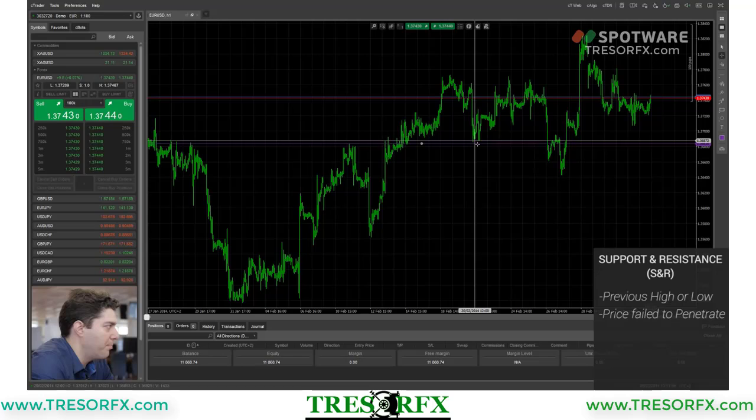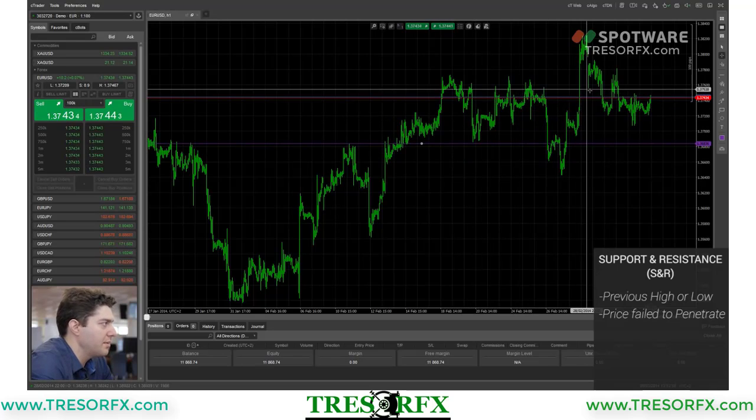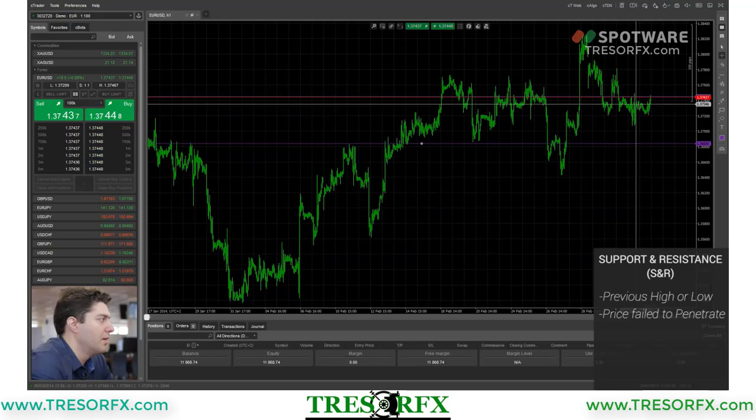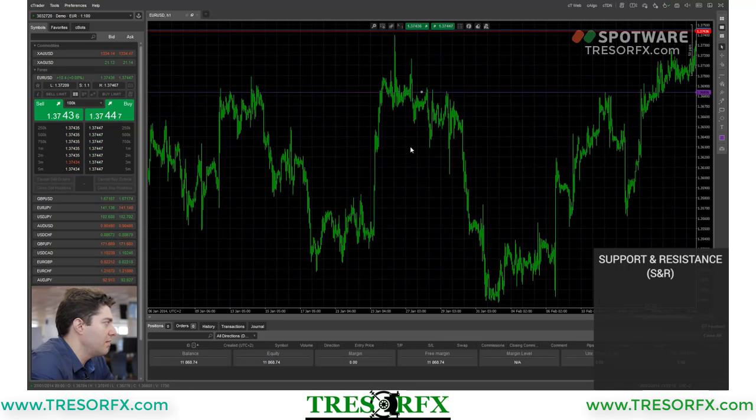Support means that it supports the price. The price bounces off this level. So it's held once and it's held twice, and the price is still continuing. So that is the support. It means that the price is above this level and it acts as a support. And let's see now what the resistance is. I'm going to use the same level.